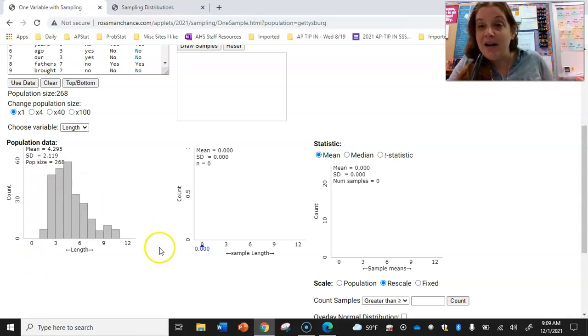It is a skewed right distribution. The mean is 4.295 and the standard deviation is 2.119. That is going to be mu and that is sigma, mu and sigma, because those are the population.